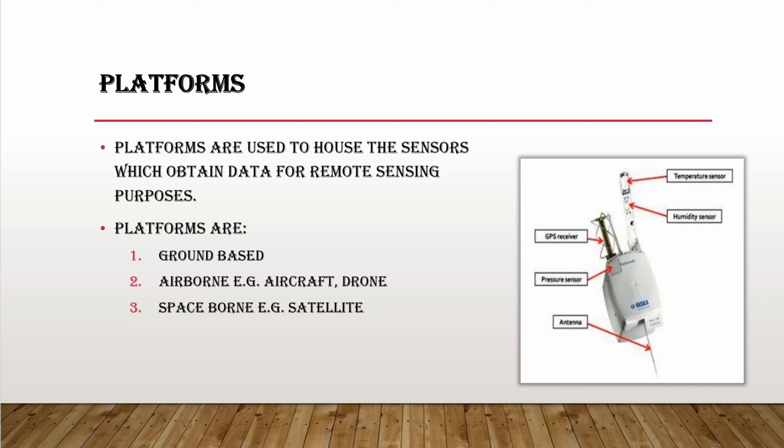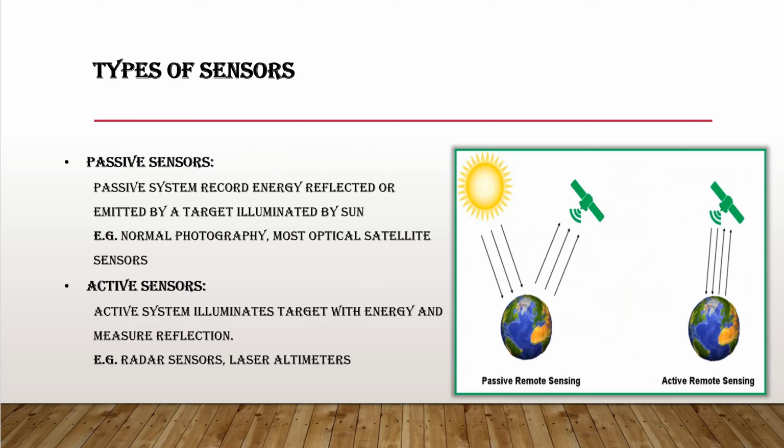So from each of these platforms, the remote sensing can be done either in passive or active mode. These passive or active are nothing but the types of sensors. Depending on the source of electromagnetic energy, the remote sensing can be classified as passive or active remote sensing.